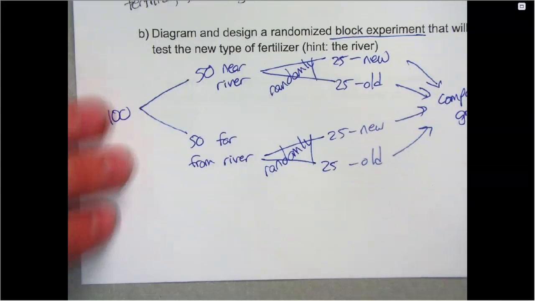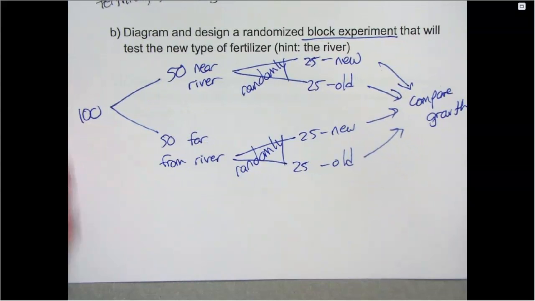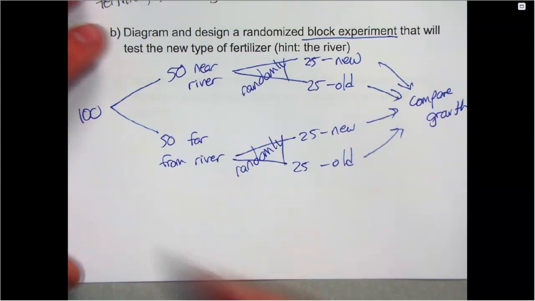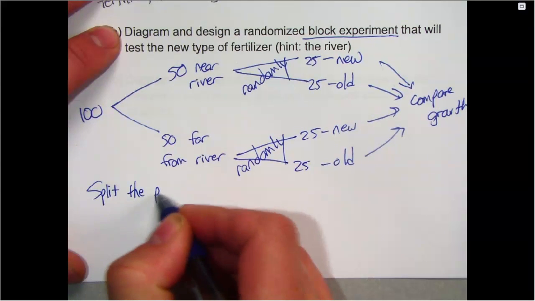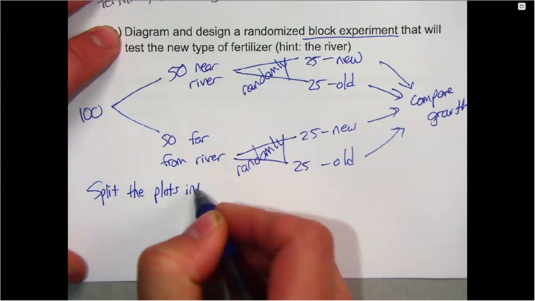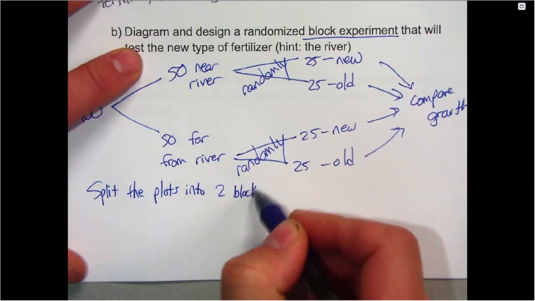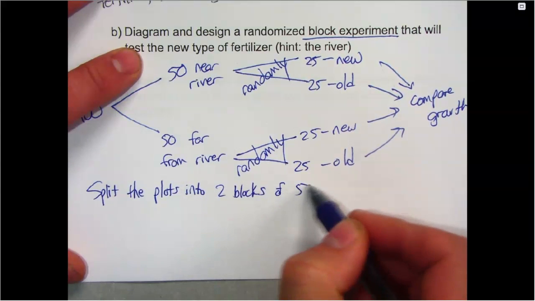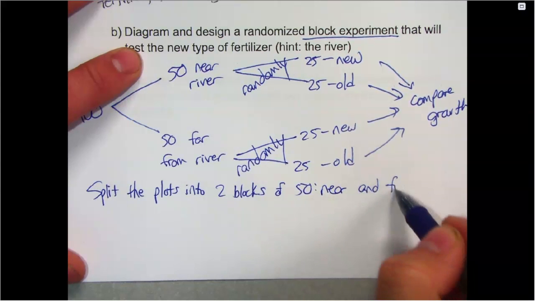Okay. So if I wanted to write this out, I'm going to say split the plots into 2 blocks of 50, near and far from the river.